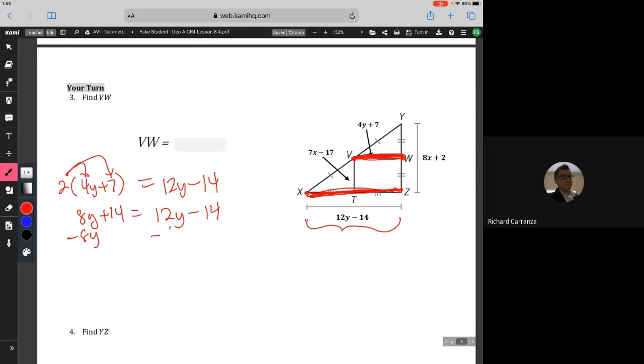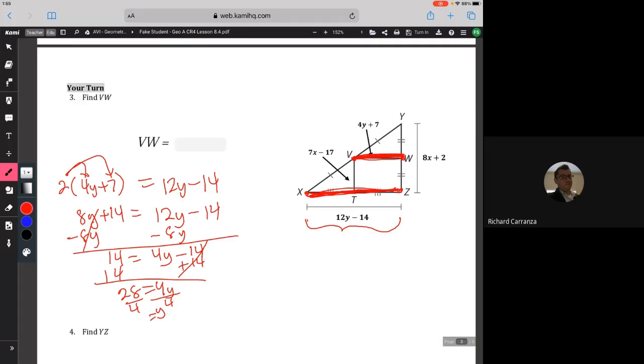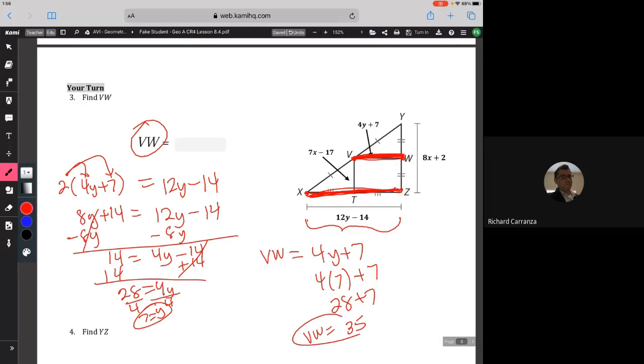I'm going to go ahead and subtract 8y to both sides. You end up with 14 is equal to 4y minus 14. Add 14 to both sides. You end up with 4y is equal to 28, and then divide both sides by 4. You end up with y is equal to 7. But remember, we're not looking for y, we're looking for VW. So VW is equal to 4y plus 7. And substitute what we got for y, which was 7. So that's going to be 28 plus 7. And 28 plus 7 is 35. So VW is equal to 35.